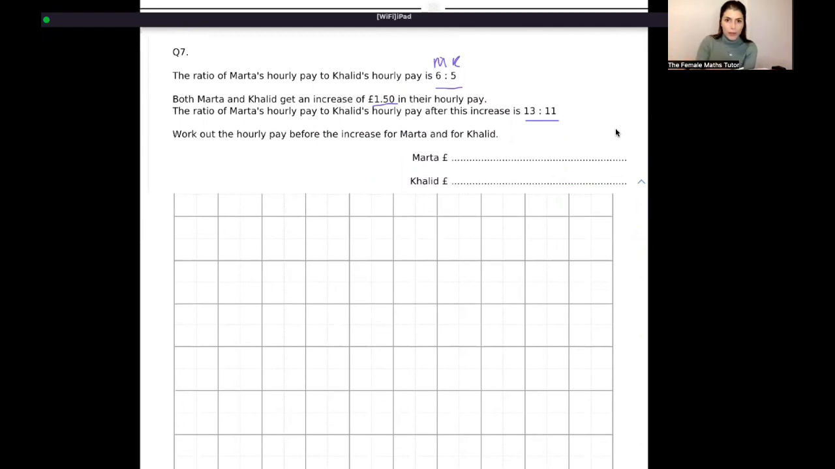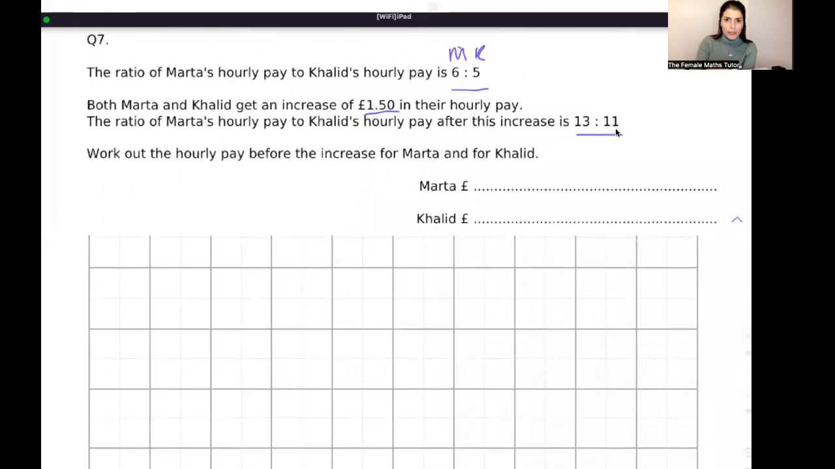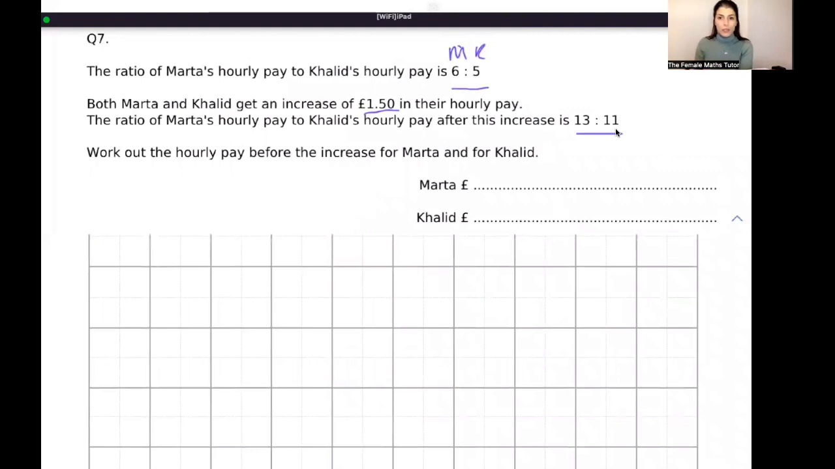So the ratio, I'm just going to zoom in a little bit. Like I said, I'm going to send this to you afterwards. Everyone that's booked on today, I'll send you these notes exactly, so you can look through them and try the questions yourself again. The ratio of Marta's hourly pay to Khalid's hourly pay is 6 to 5. So with any type of question like this, I would write Marta to Khalid is 6 to 5. Both Marta and Khalid get an increase of £1.50 in their hourly pay.